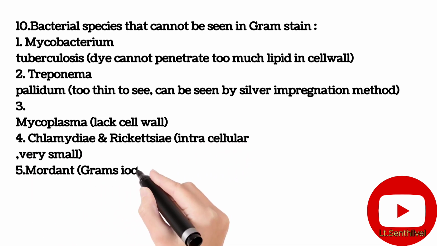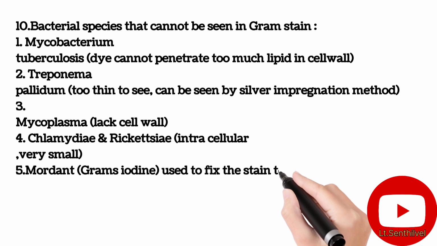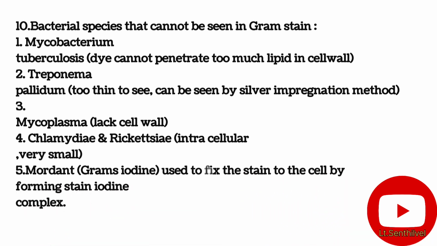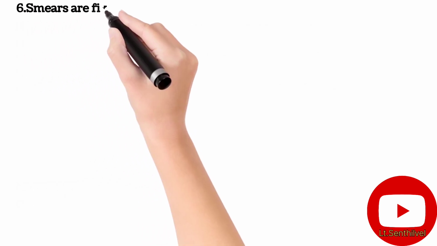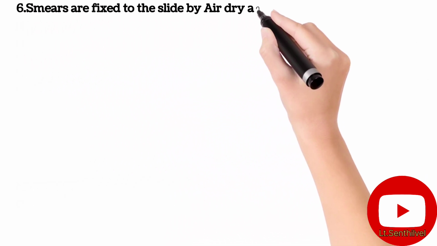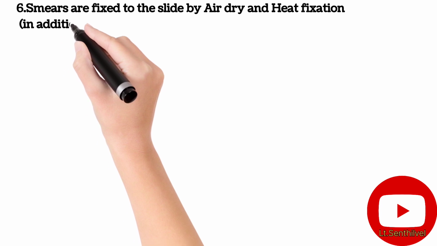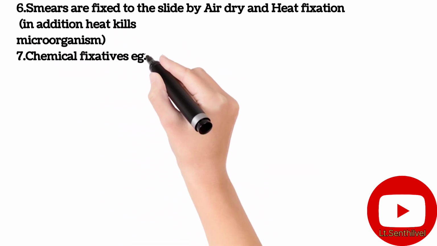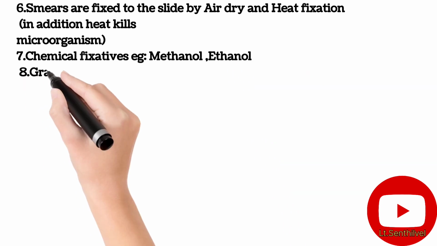5. Mordant, Gram's iodine, is used to fix the stain to the cell by forming a stain-iodine complex. 6. Smears are fixed to the slide by air drying and heat fixation. In addition, heat kills microorganisms. 7. Chemical fixatives, e.g., methanol, ethanol.